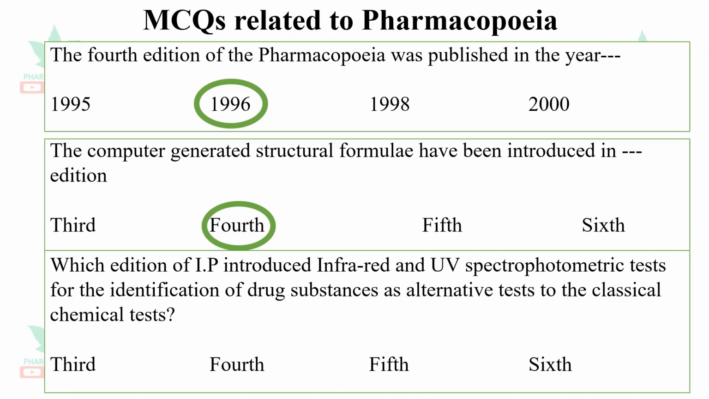Which edition of IP introduced IR and UV spectrophotometric tests for identification of drug substances as alternative tests to the classical chemical tests? The options are 3rd, 4th, 5th, and 6th. It is the 4th edition. IR and UV spectrophotometric tests have been included.